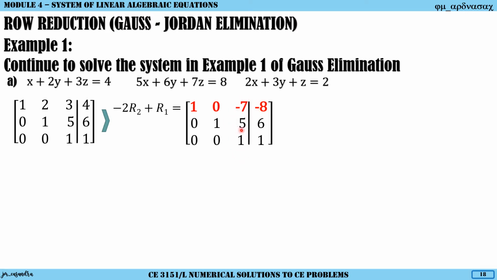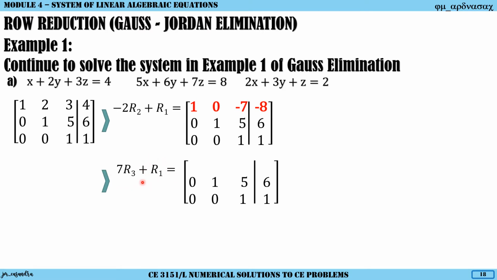So the remaining elements in the third column will now be set to 0. Let's start off first with the first row. And we can achieve that by multiplying R3 by 7 and adding it to the elements of row 1. So we'll have 7 times R3 plus row 1, 7 times R3 plus R1, and so on for each element of the row.